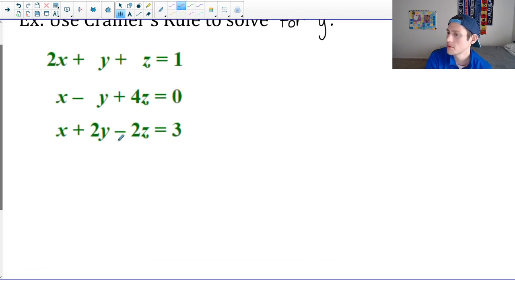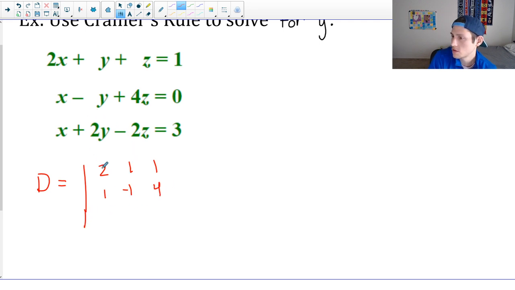Okay, so first up, we need to find D. So D is just the determinant of the original 3x3 values of the matrix. So 2, 1, 1, 1, negative 1, 4, 1, 2, negative 2. Been talking too much.